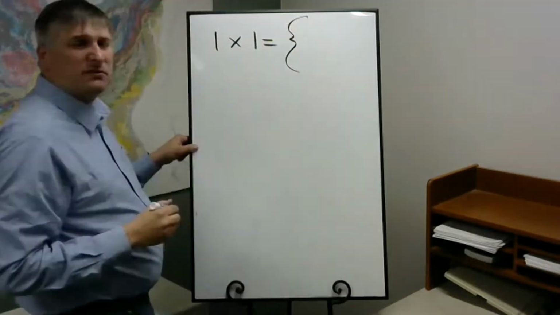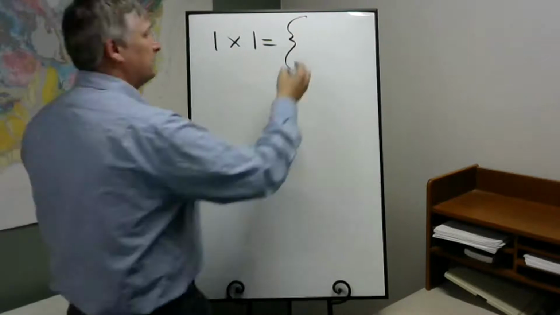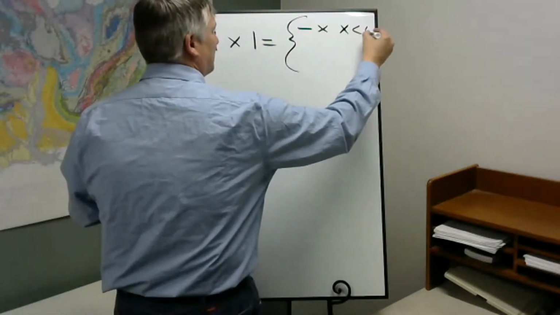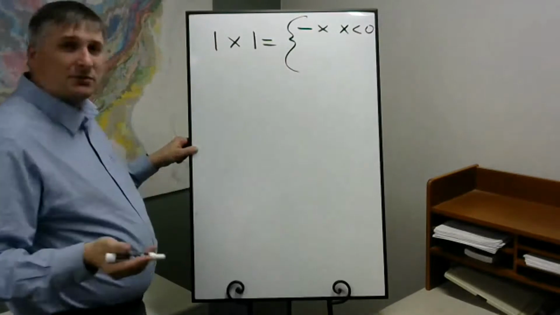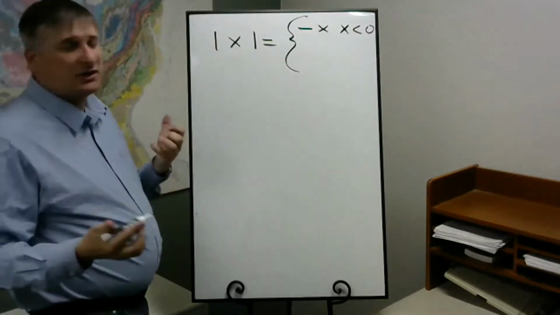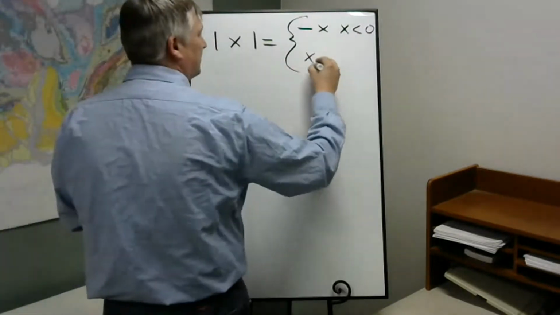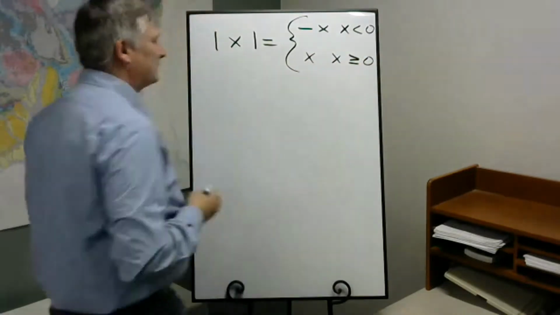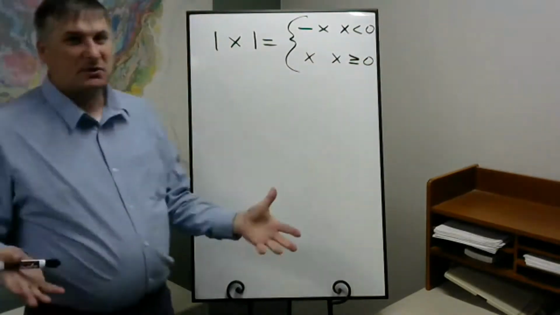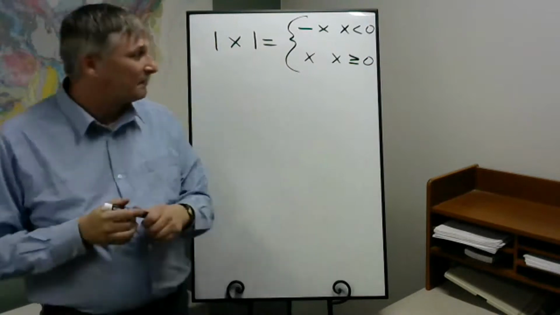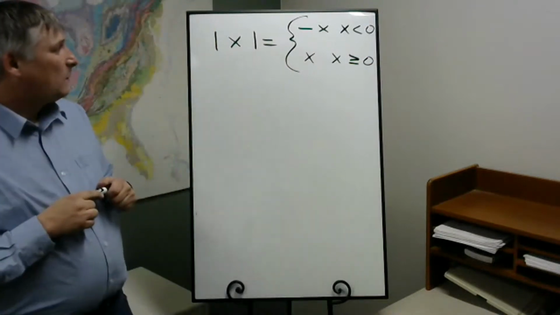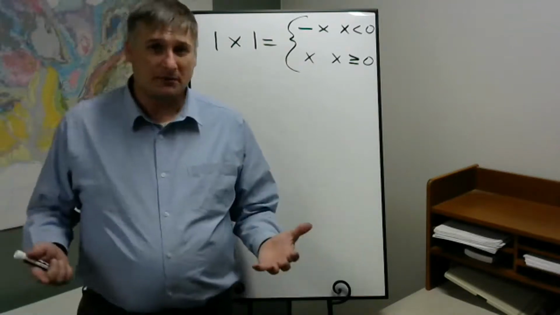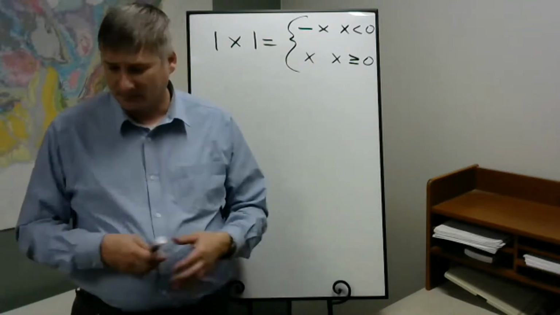If x is negative, we want to make x positive, so we multiply by a negative. Now, if x is already positive, we're not going to change anything. We're just going to leave x alone. And then, of course, if x is 0, nothing changes. So what we have here is this idea of making everything positive. And that's what absolute value does.